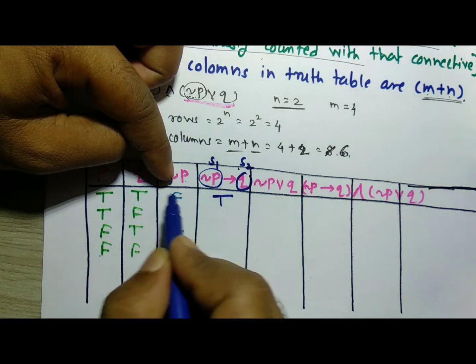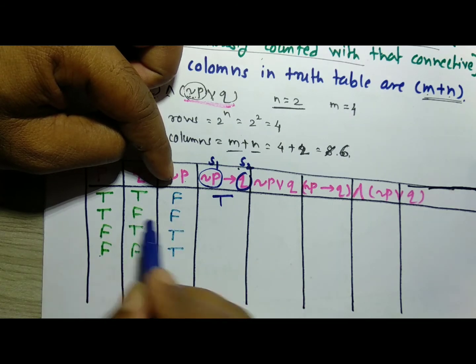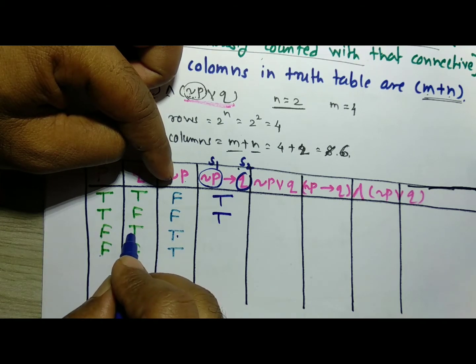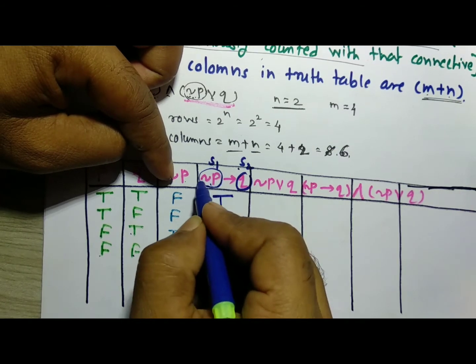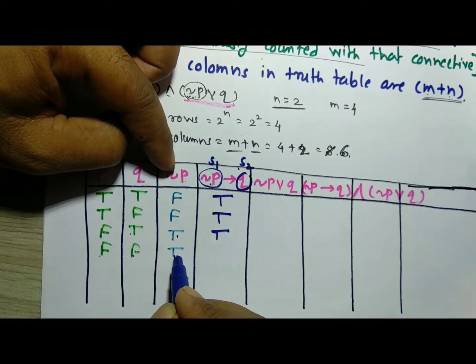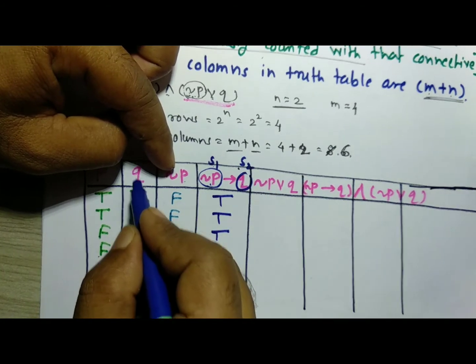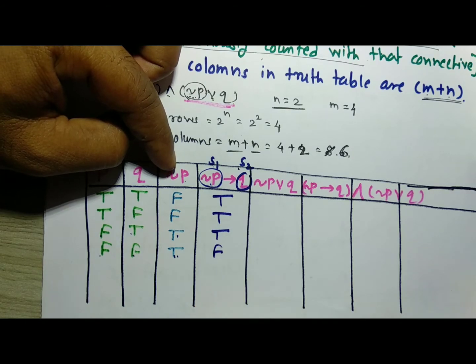First statement false, second statement true: it is true. First statement false, second statement false: it is true. First statement true, second statement true: it is true. And first statement true, second statement false: that means the first statement, negation of P, is true, and the second statement Q is false. At that time it becomes false here.